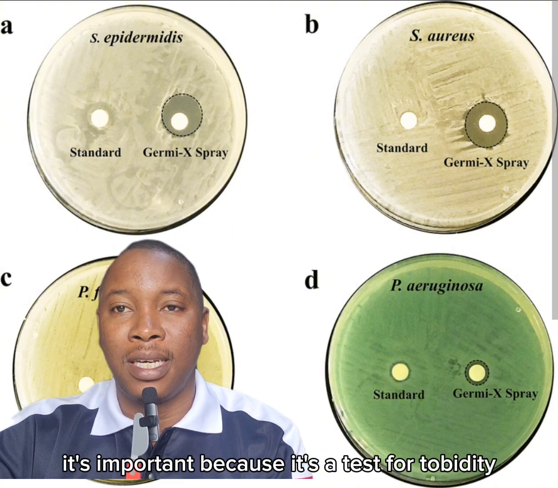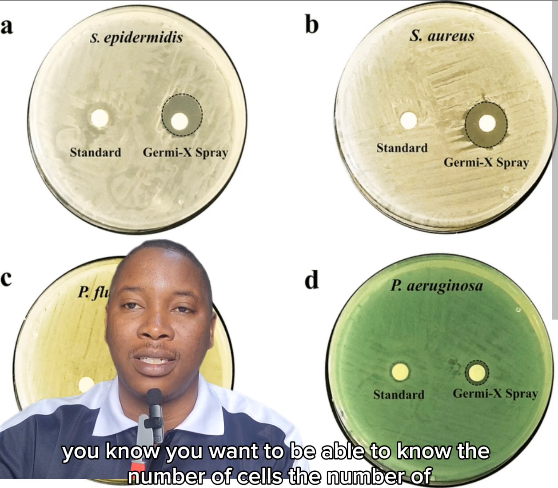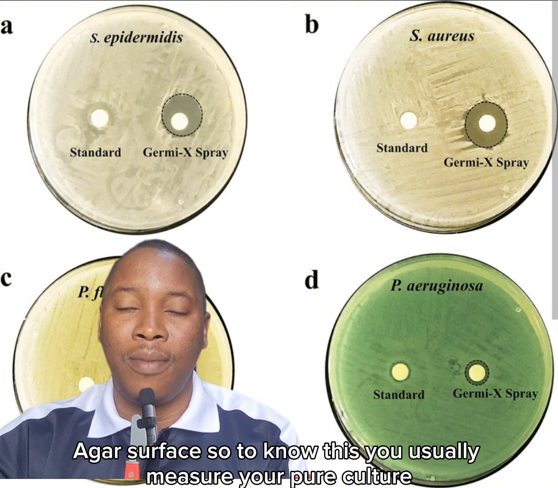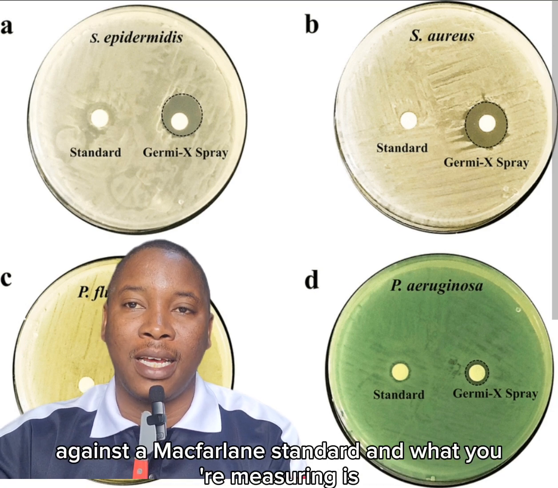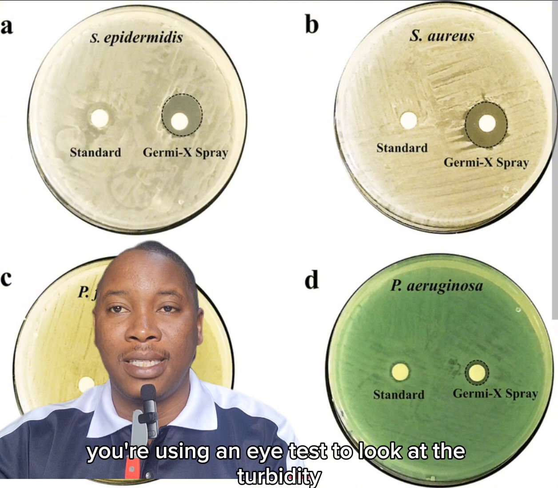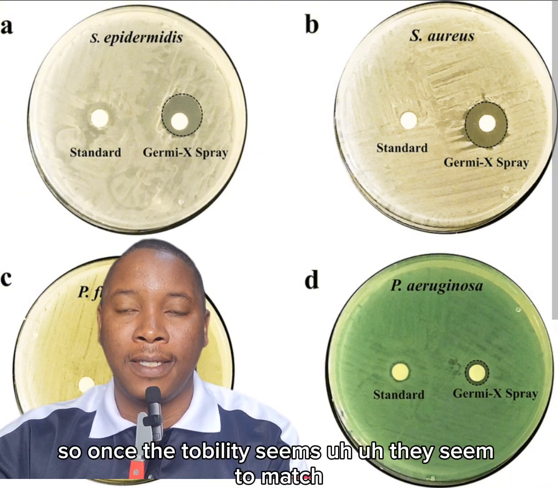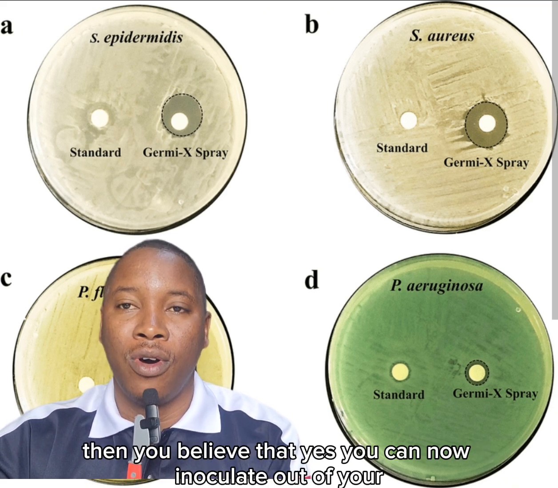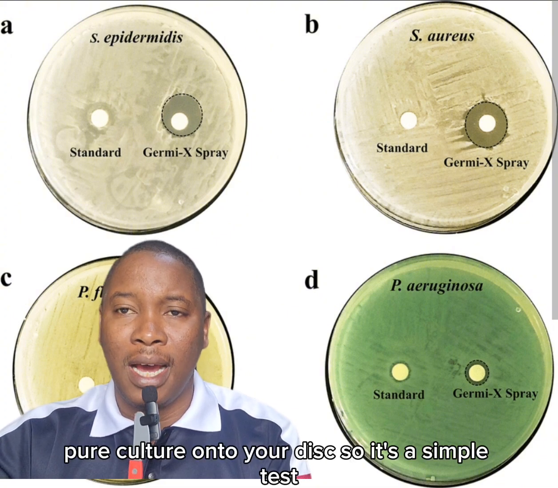Now, the 0.5 McFarland standard is important. It's important because it's a test for turbidity. You want to be able to know the number of bacterial cells that you are inoculating onto your agar surface. So to know this, you usually measure your pure culture of your isolates against a McFarland standard. And what you are doing is using an eye test to look at the turbidity. So once the turbidity seems to match, then you believe that yes, you can now inoculate out of your pure culture onto your agar. So it's a simple test and it's run all the time.